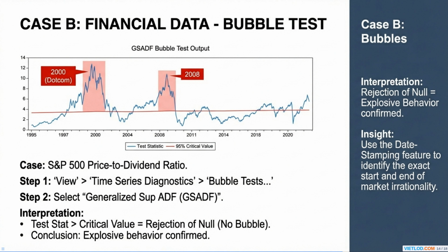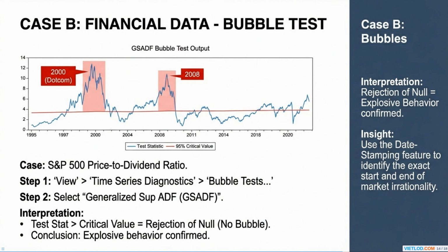In this case, we examine the S&P 500 price-to-dividend ratio, a common valuation metric, to test for market bubbles. We navigate to View, Time Series Diagnostics, and then Bubble Tests. We select the Generalized SUP-ADF, or GSADF test, which is designed for this purpose.